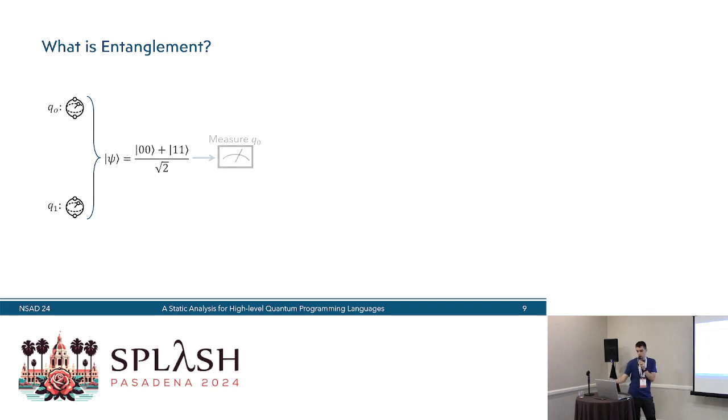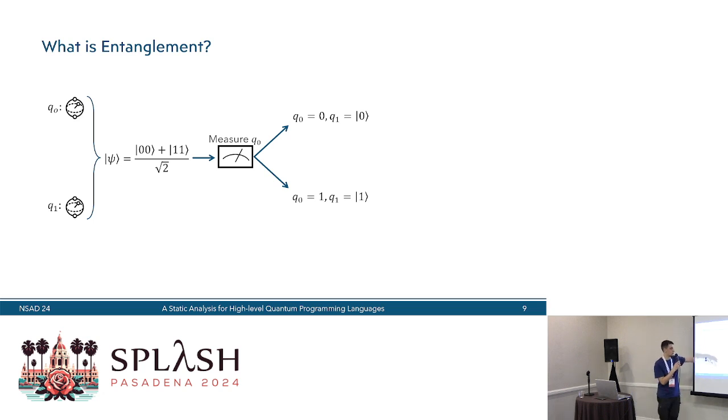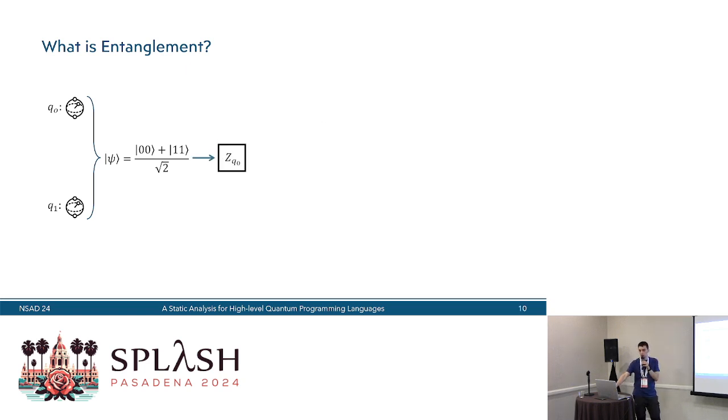In fact, if we measure the first qubit, again we have two possible results, but if the measurement returns 0, we have basically chosen the first part of the state. So the second is also 0. The same happens with the other case. And this happens when we do a measurement, but it can also happen with other operations.